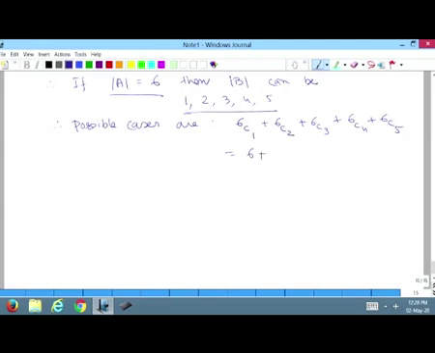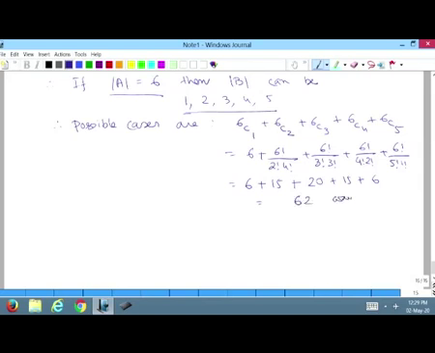is equal to 6 plus factorial 6 upon factorial 2 into factorial 4 plus factorial 6 into factorial 3 into factorial 3 plus factorial 6 into factorial 4 into factorial 2 plus factorial 6 into factorial 5 into factorial 1, which is equal to 6 plus 15 plus 20 plus 15 plus 6, which is equal to 62 ways.